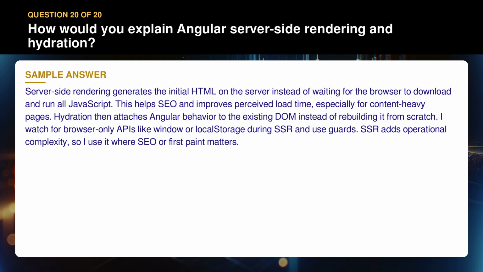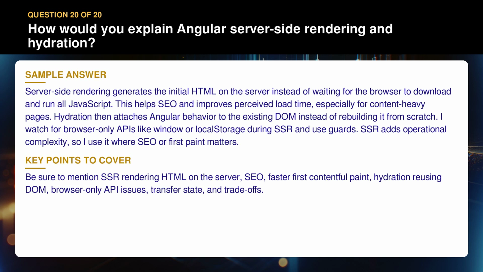I watch for browser-only APIs like window or local storage during SSR and use guards. SSR adds operational complexity, so I use it where SEO or first paint matters. Be sure to mention SSR rendering HTML on the server, SEO, faster first contentful paint, hydration, reusing DOM, browser-only API issues, transfer state, and trade-offs.